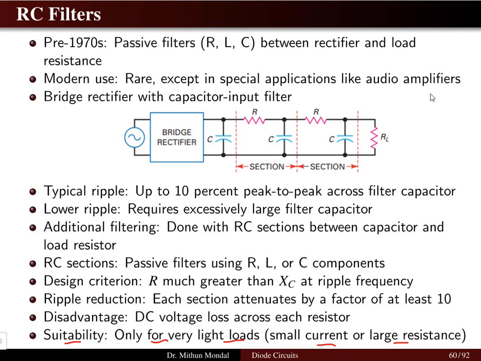When the load connected in the network has a low current demand, or we say the light load condition, then in that case we can go for an RC filter.